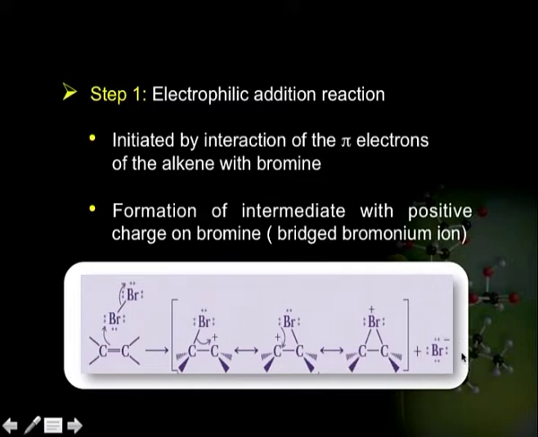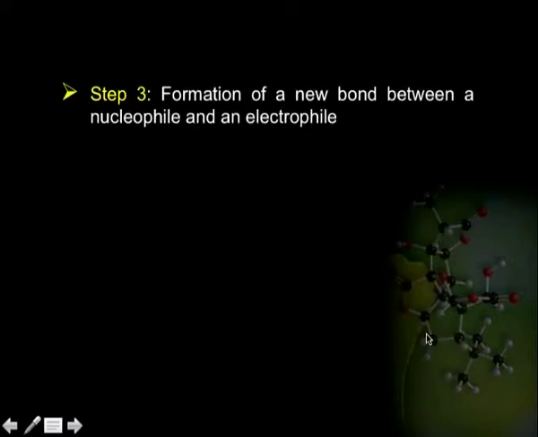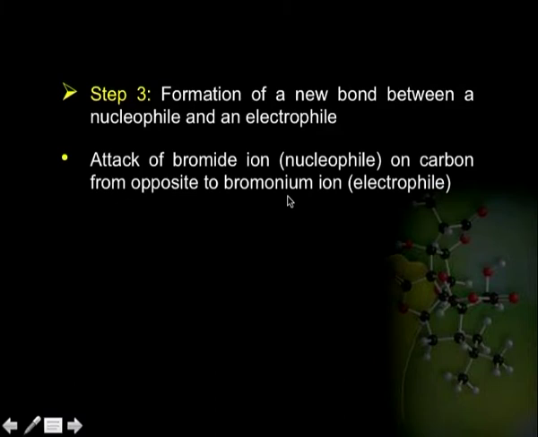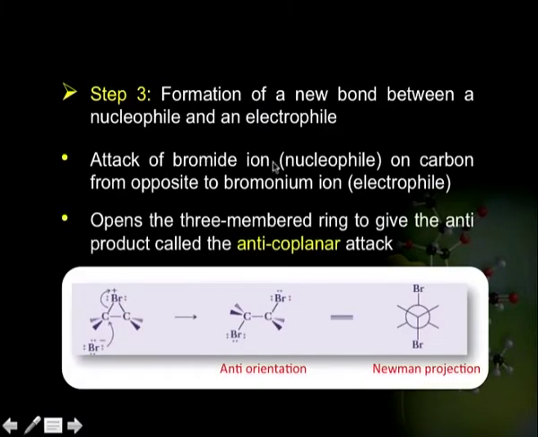generate a nucleophile. So, in the next step, formation of a new bond between a nucleophile and an electrophile takes place, where attack of bromide ion, which is a nucleophile now, on carbon from the opposite to bromonium ion, that is an electrophile, takes place. So, we should observe that here the 3-membered ring opens up to give the anti-product called the anti-coplanar attack.